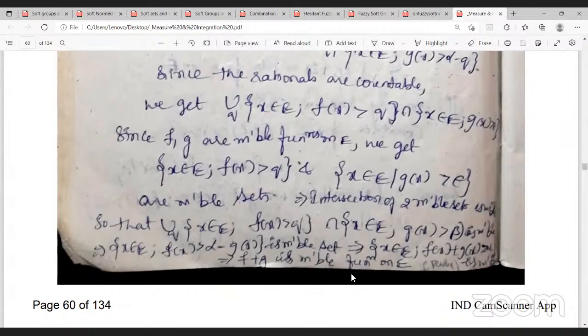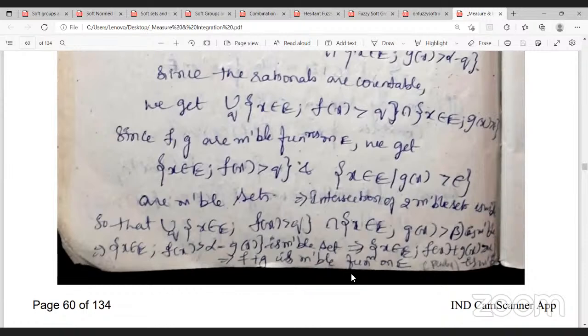Next, the final conclusion is for f into g. We know that if f comma g are measurable, then f plus g and f minus g are also measurable.